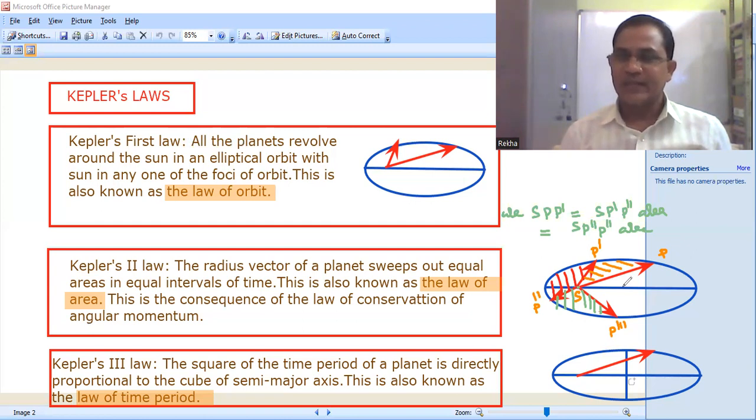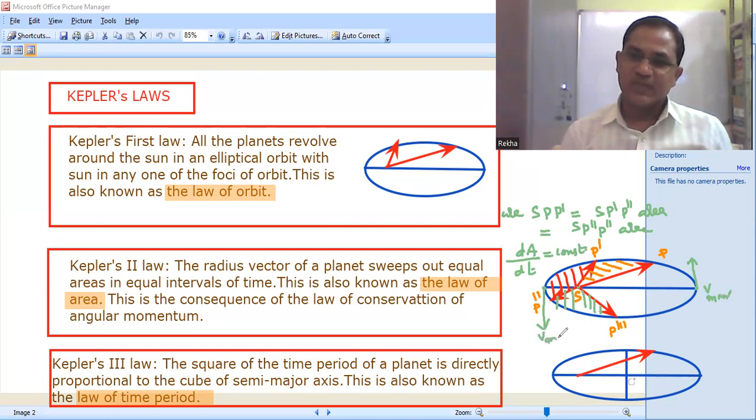We can state in other words that the areal velocity of the radius vector in the elliptical orbit always remains constant. That is, dA by dt, the areal velocity of the radius vector, equals a constant. This is a consequence of the law of conservation of angular momentum. The planet will have the minimum velocity at this position, and the maximum velocity at this position. Here, angular momentum remains constant.